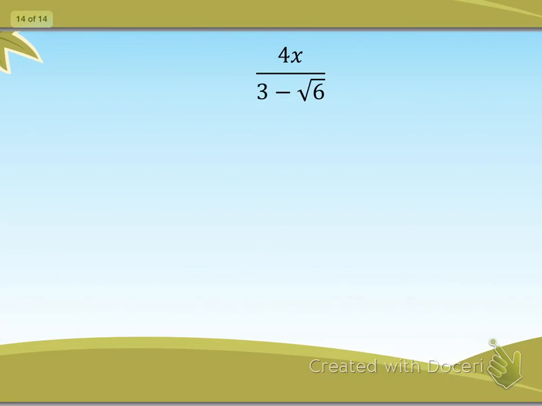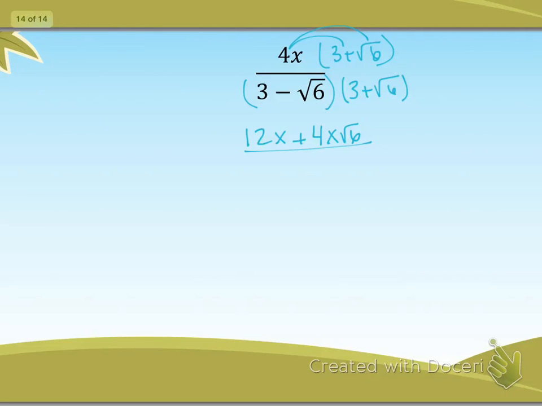Okay, so this time we're multiplying by 3 plus the square root of 6. 3 plus the square root of 6. So if I distribute, I get 12x. And then 4x times square root of 6, nothing can go in the radical, so we're just going to put 4x square root of 6. We're just going to attach that square root of 6 on.